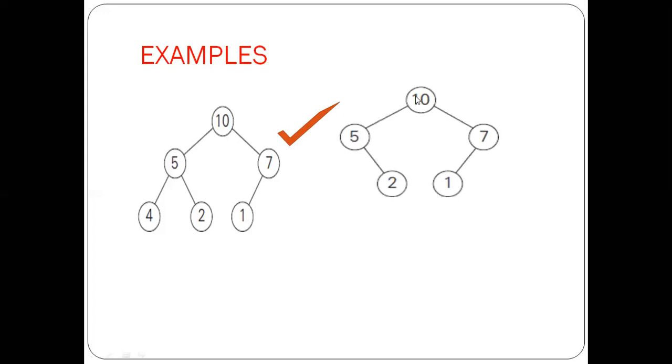First is the shape property. The first level is completely filled. The second level is completely filled. The third level is not filled, but it is the last level. But the elements should be filled from the left-hand side, and here I have one vacant location. So this does not satisfy the shape property. Since the shape property is not satisfied, there is no need to check the parental dominance. So this won't make a heap.